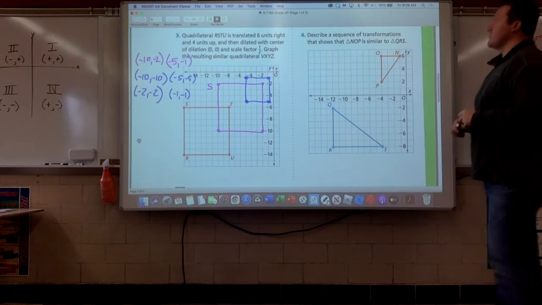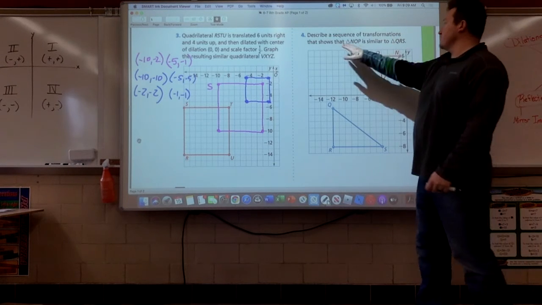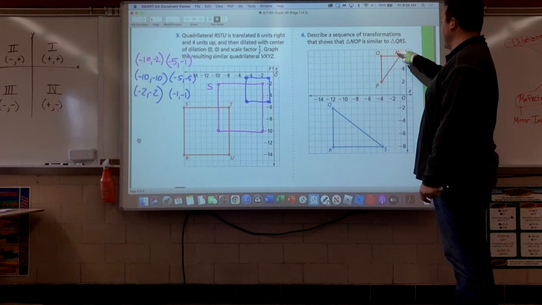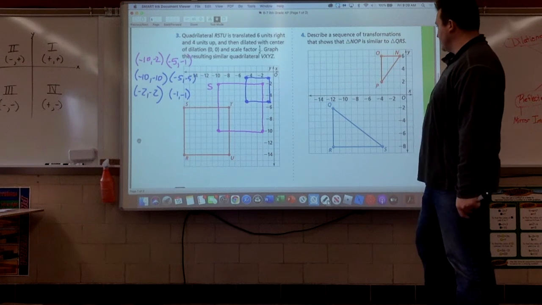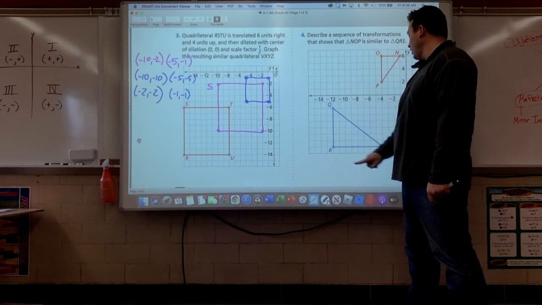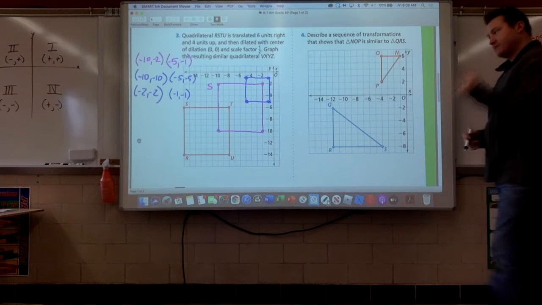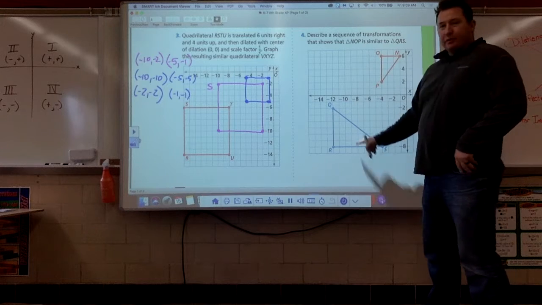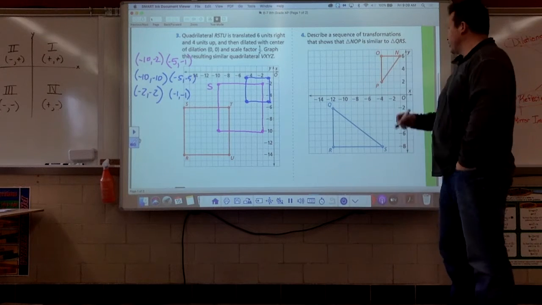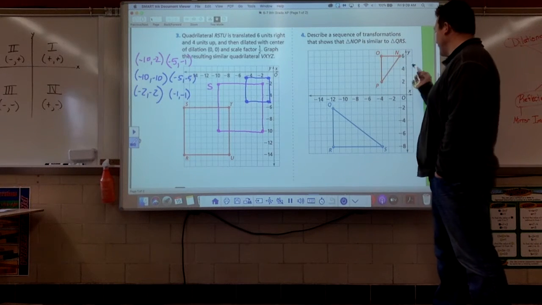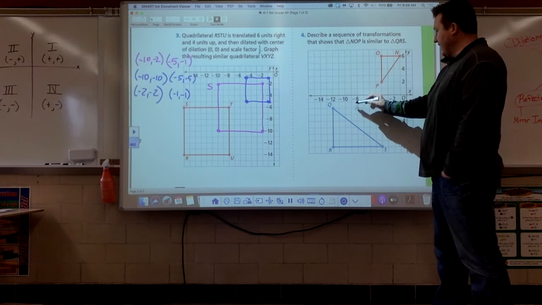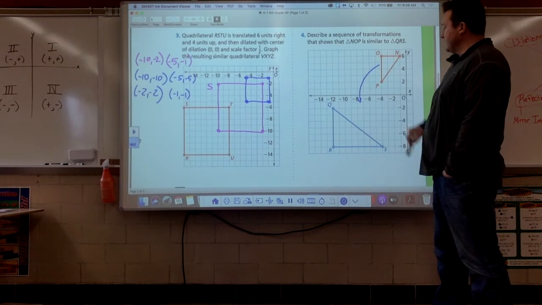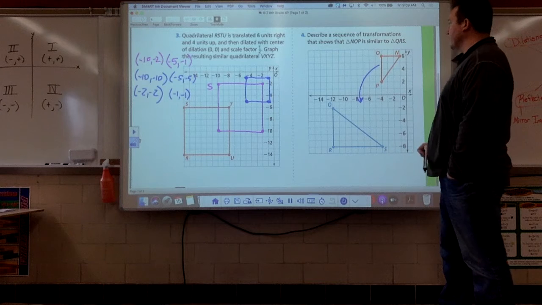Number 4, describe a sequence of transformations that shows triangle NOP is similar to triangle QRS. Sounds good to me. Let's go red to blue. Again, if you wanted to go blue to red, you could. So I think the first thing that we need to do, probably, gang, is rotate down here. Again, you can check the orientation.